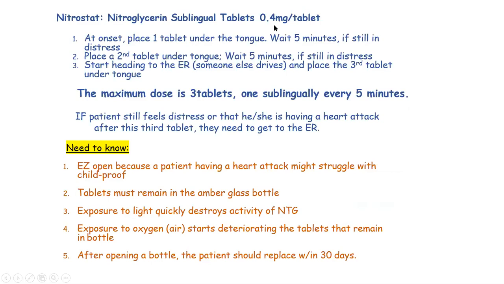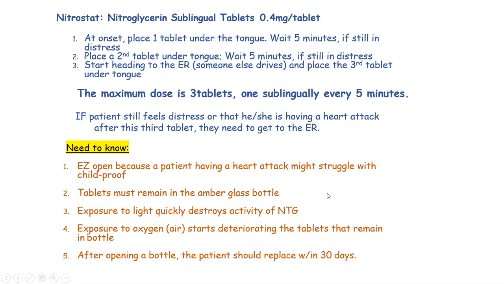The way it works, at the onset of angina, the patient places one tablet under the tongue, waits 5 minutes. If you still feel the distress, you put a second tablet under the tongue. You wait 5 minutes, it's still in distress, you go ahead and put the third tablet, but by that point, you should be headed to the ER. The maximum dose is 3 tablets, so it's one under the tongue every 5 minutes. And so, for the most part, if somebody has to use more than one tablet, they need to follow up with the doctor. Now, here's what you need to know that's most important.